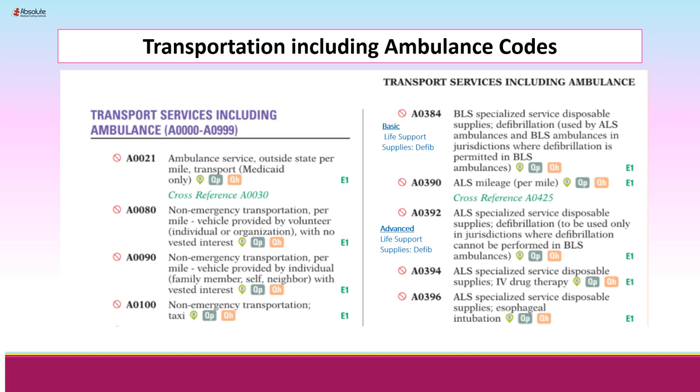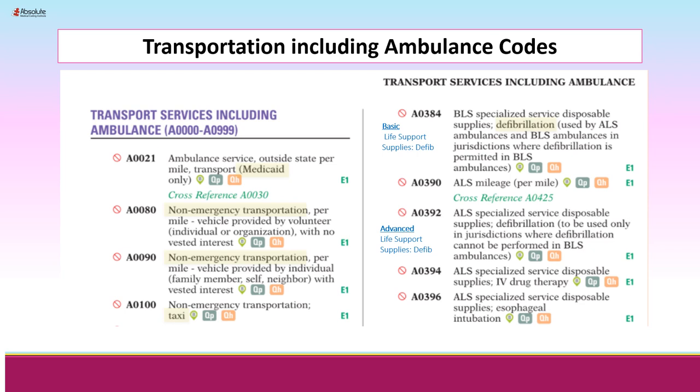Are you ready? So are you there? Okay, so let's first take a look at A0021. This is an ambulance service, and this is used for Medicaid only. You have A0080 for non-emergency transport per mile. If you notice, this already codes the mileage. In fact, the unit code for the following codes, A0080 and A0090, is per mile. But the difference between the two is the A0080 is a non-emergency transport per mile for a volunteer with no vested interest, whereas A0090 is a non-emergency transport per mile for vehicle provided by individual with a vested interest. And then you have A0100. This is for non-emergency transportation, for example a taxi.